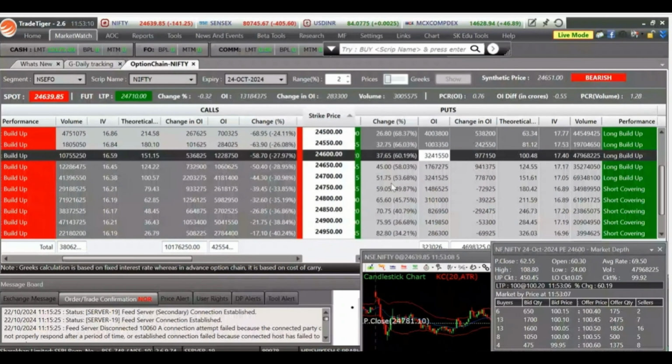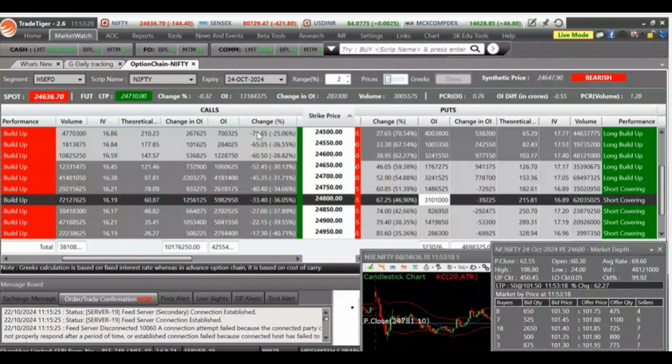We can find because of the intraday, one cannot deny that. But 24,600 is an important point to watch out for, especially today on the lower side, good support, and 24,800 would be considered a very strong resistance.